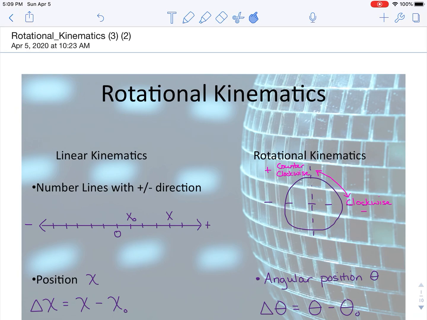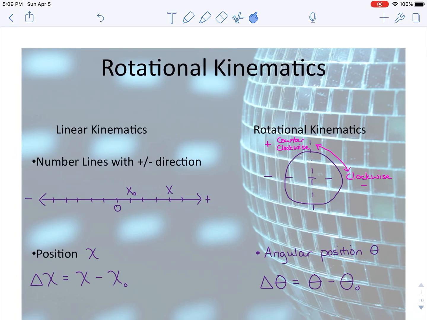So what you're going to see here on the left side is I'm going to present things that we did in linear kinematics, and then I'm going to compare them with what we're doing now in what's called rotational kinematics. So a lot of things are going to be very similar, but we're going to see some different variables that we're going to be using.